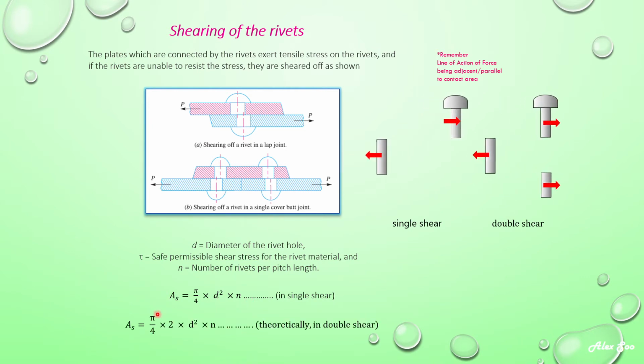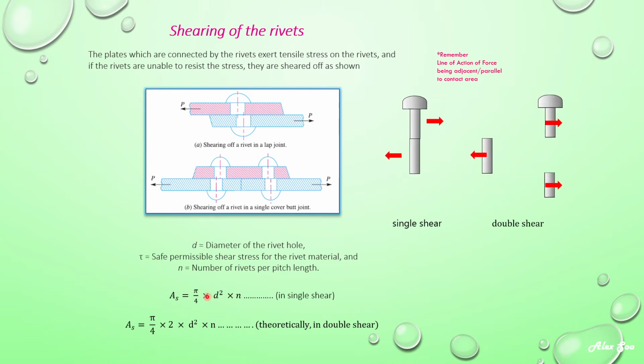So here, we multiply by 2 if it is double shear. Remember, the N here stands for the number of rivets. The 1, I don't show here because we don't need to show multiply by 1. Here you can see multiply by 2 because it's double shear.